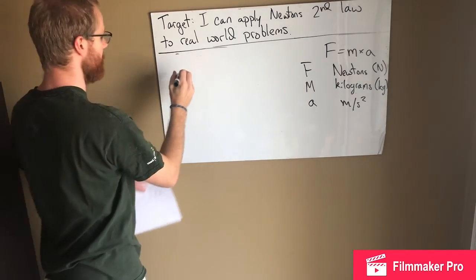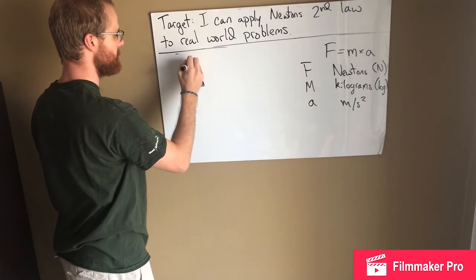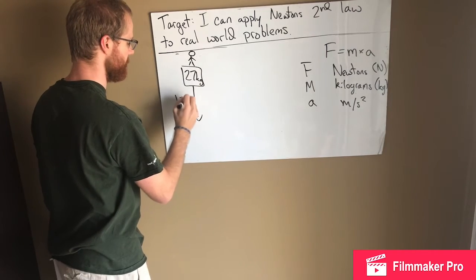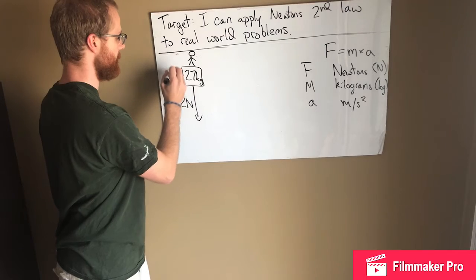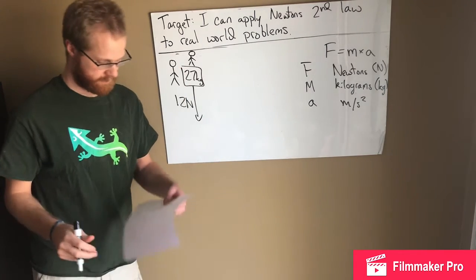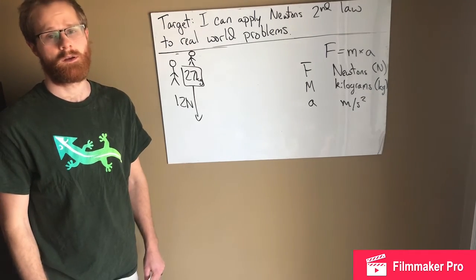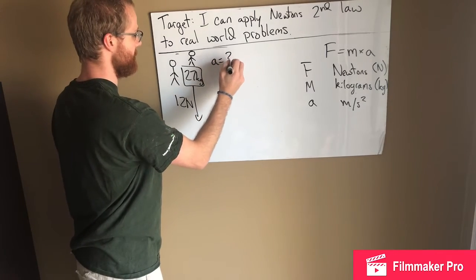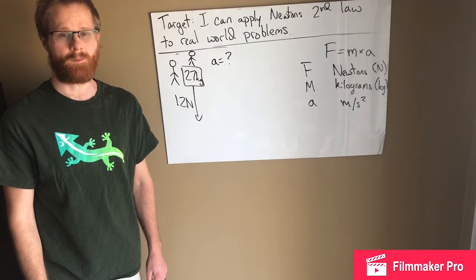All right, so here's our box with 27 kilograms. And we still have a person pushing on the box, and they are exerting 12 newtons of force still. But now there's a second person pushing on the box, and this person is exerting 17 newtons of force. And they want us to figure out how fast the box is accelerating. Well, how would we solve this problem?